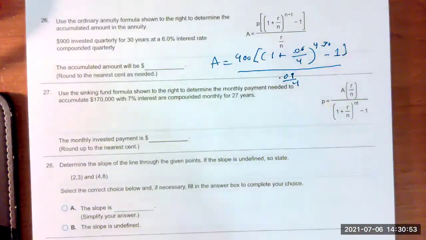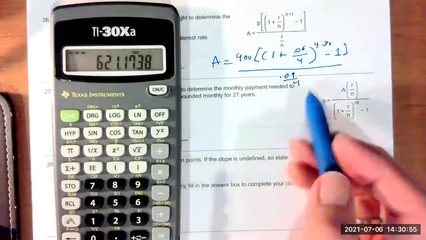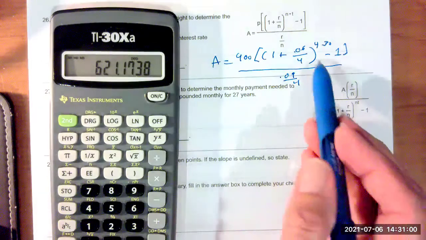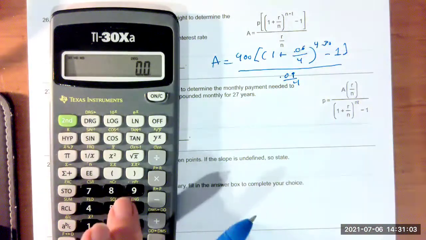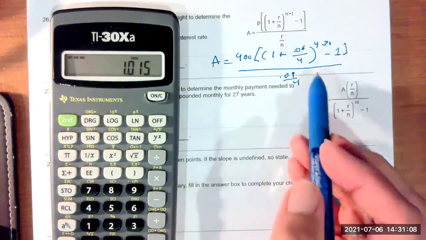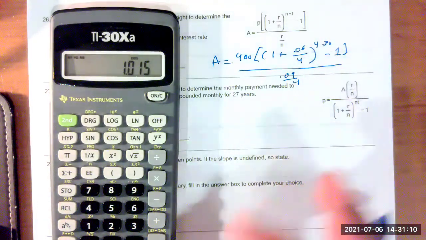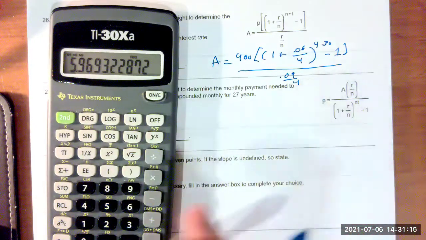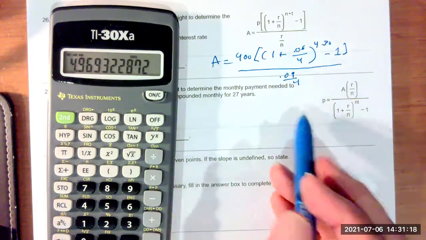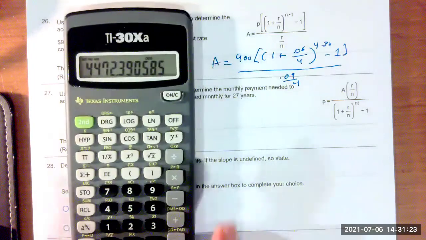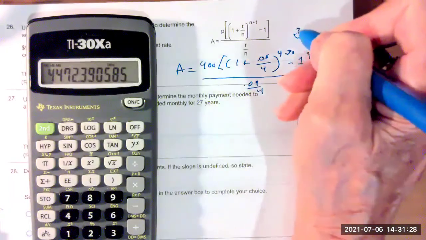All right. So let's see. I can do my numerator first, and then I can divide by my denominator all in one set of calculations. I'm going to start inside here. 0.06 divided by 4 plus 1. And my exponent is 4 times 30, which is 120. So exponent 120. I'm going to subtract 1. And then I'm going to multiply by $900. And so just in case we lose anything here, I'm going to jot down what we've got so far.